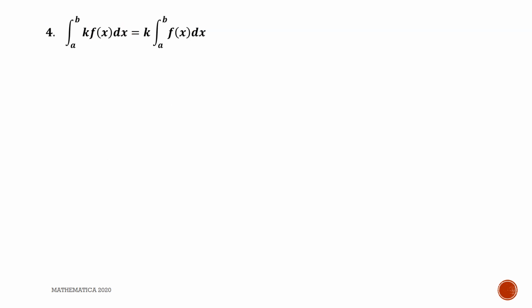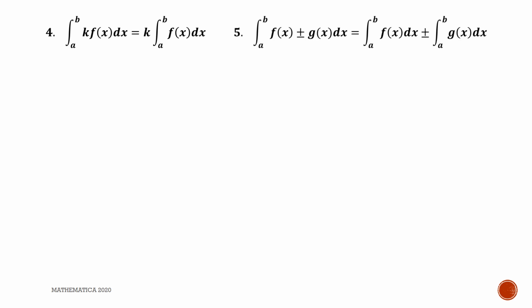Okay, the fourth property is when we're multiplying a constant times a function. What we can simply do is just factor out the constant, evaluate the definite integral, and then multiply the constant back into the function. And finally, the last property is if we have an addition or subtraction of functions, we can simply break up the definite integral. So these are the 5 properties that we should know for evaluating definite integrals.